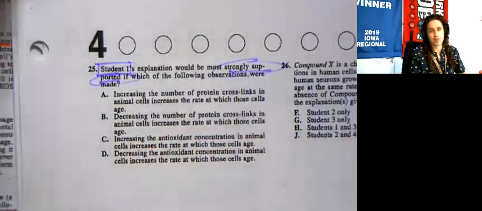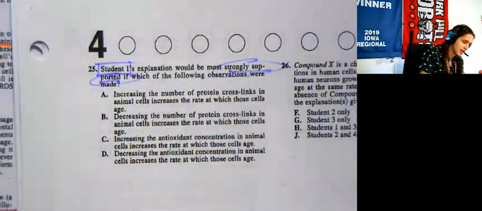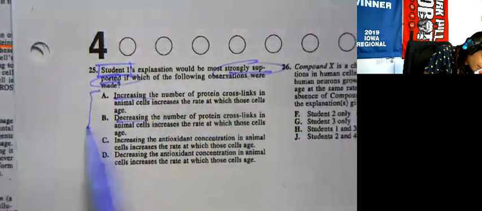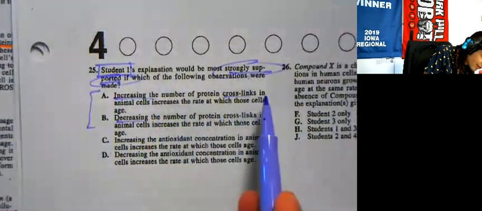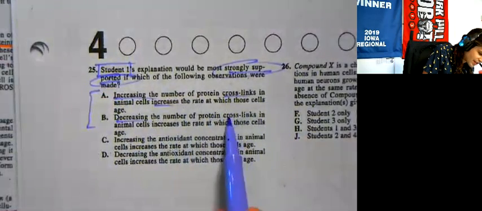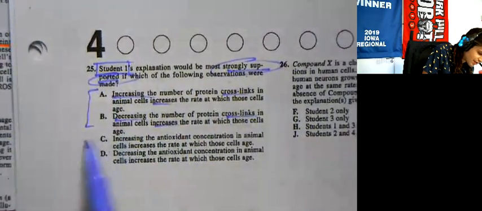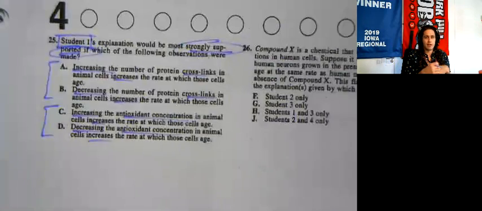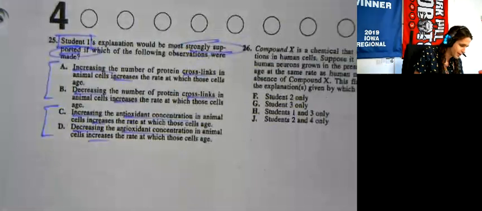If which of the following observations were made? There's no quick way to answer this one, except by noticing maybe that A and B are talking about crosslinks. Increasing the number of crosslinks will increase the rate at which they age. Decreasing the number of crosslinks will increase the rate at which they age. Those are talking about crosslinks, and these are talking about antioxidant concentrations, increase or decrease. Looking at one like that, you just gotta check and verify here. You gotta cut out half the first time, cut out half the second time. And if you start with 4, you got the right answer left after that.